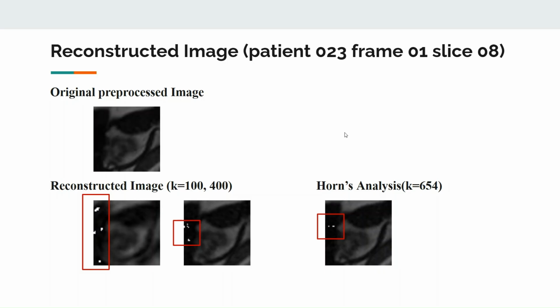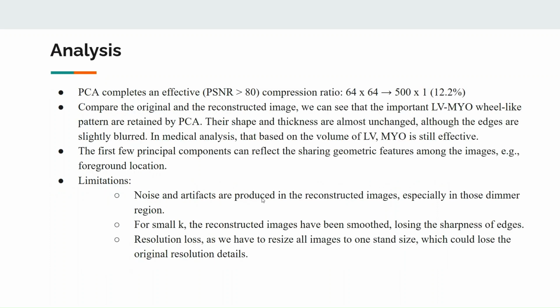For the third example, what's different about this image is that it is in a low light condition, so there are more white dots when the number of components is smaller, especially in the darker positions of the original preprocessed image. We can see that the shape for the PCA compression is actually similar to the original preprocessed image. However, for these examples, the main difference, as we mentioned, is the white dots after the reconstruction. They appeared even after reconstruction with 100 components, 400 components, and even in Horn's analysis. Still, the amount of white dots becomes smaller and smaller as the number of components increases.